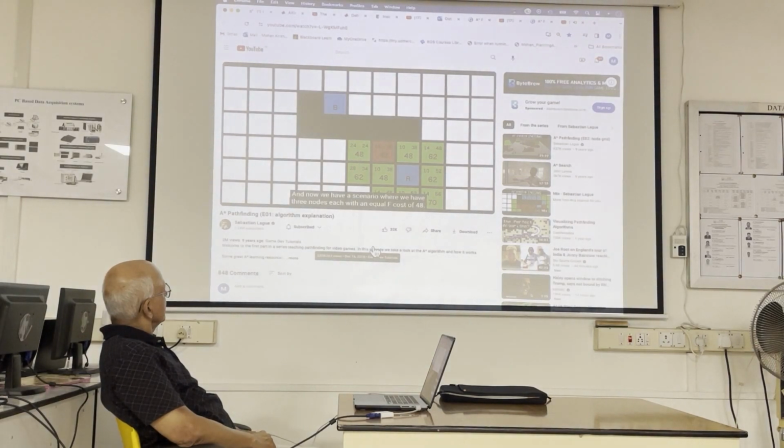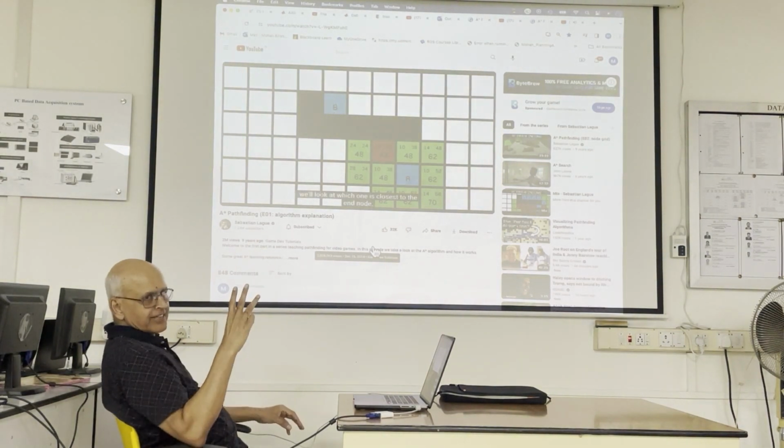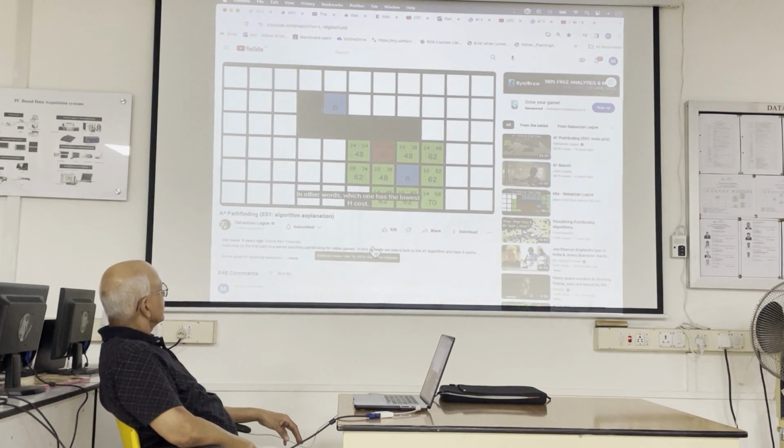And now we have a scenario where we have three nodes, each with an equal F cost of 48. And so what we'll do to decide which one... You can break a tie randomly. We'll look at which one is closest to the node. In other words, which one has the lowest H cost. This has an H cost of 38. This is also 38. And this one's 24, so we'll go with this one.